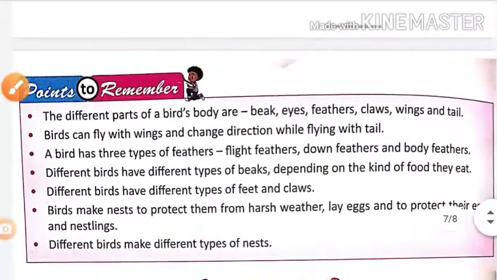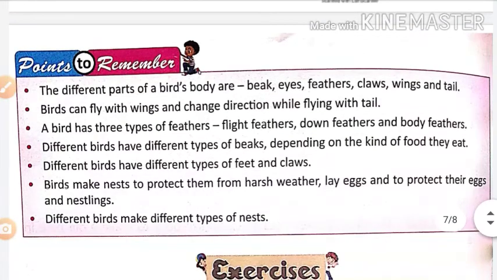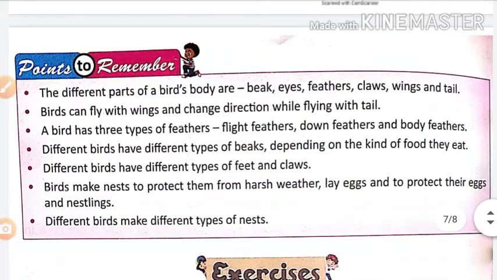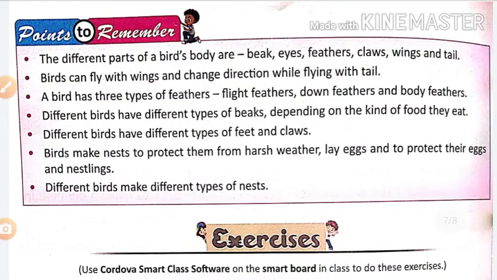Next, points to remember. The different parts of a bird's body are beak, eyes, feathers, claws, wings, and tail. See, students, you have to draw the picture of a bird's body and label it in the notebook. Birds can fly with the wings and change direction while flying with the tail.